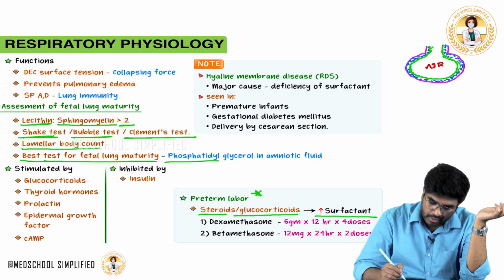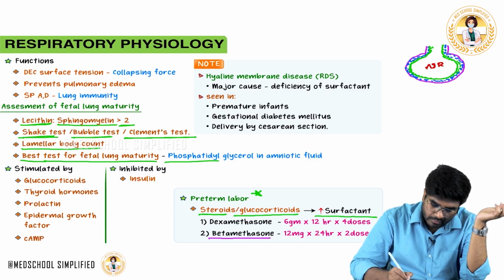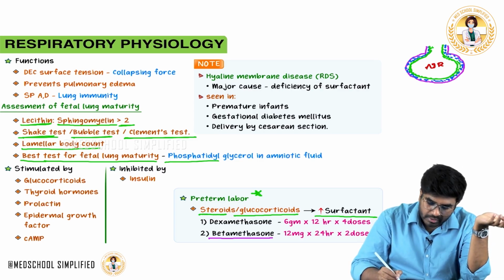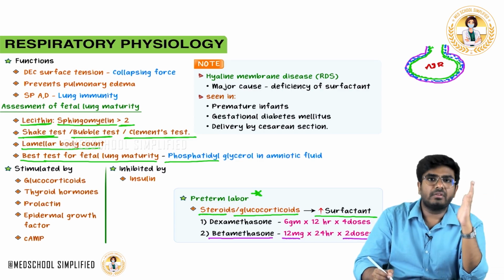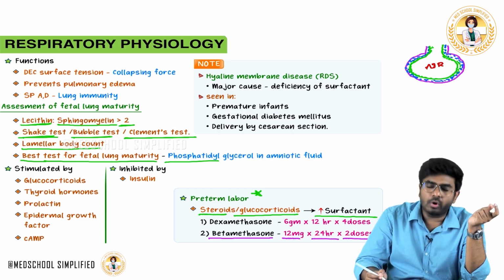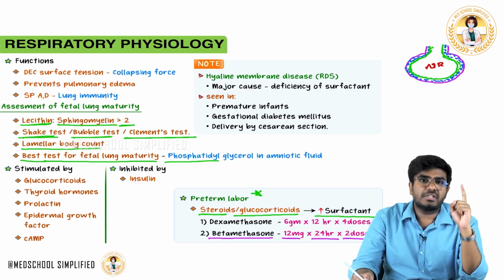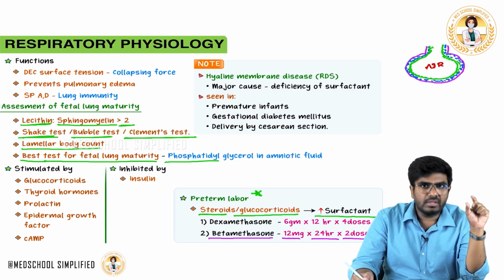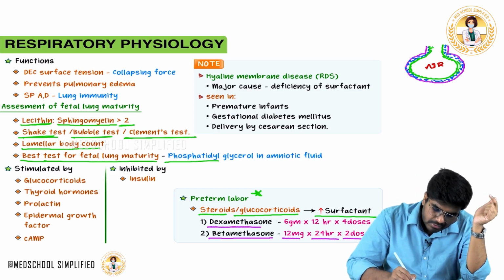Now, everywhere in the world, betamethasone is used. Betamethasone is a steroid, a glucocorticoid, right? So betamethasone injections, 12 milligrams, will be given in 2 doses. After 24 hours, one more 12 milligram injection of betamethasone is given to the mother. Everywhere in the world this is used, but in India dexamethasone injections are used.